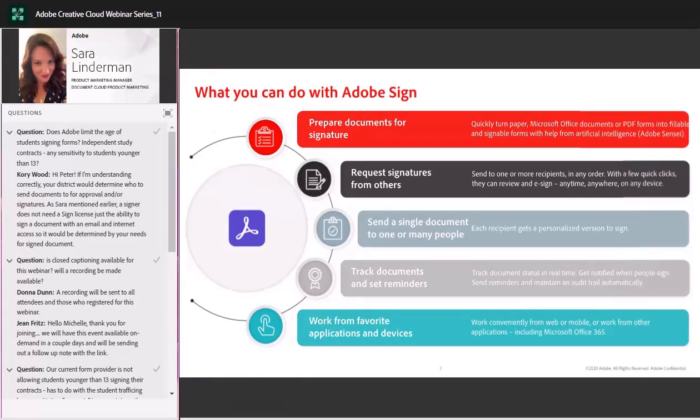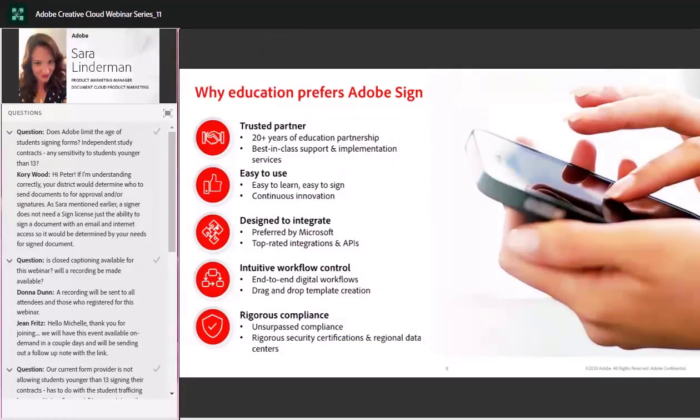And that's a big benefit that we like to talk about. There's obviously a lot of competitors that we face. So, what is it that makes Adobe Sign a great product for education compared to all the others out there? Well, there's 5 points that we like to pull out specifically. The first one is Adobe's trust and credibility.